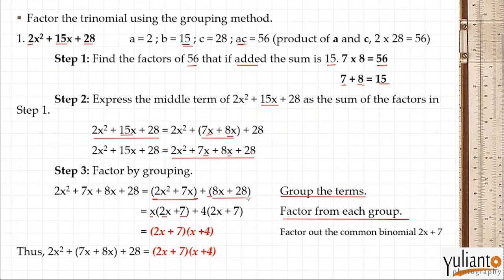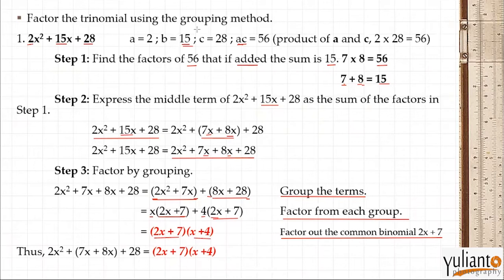Now, for 8x plus 28, the common factor for 8 and 28 is 4. That's why I put 4 here as our GCF and then put 2x plus 7 inside. This time we are going to factor out the common binomial 2x plus 7. As you can see, we have two terms that are the same, 2x plus 7, and the answer is quantity 2x plus 7, quantity x plus 4.